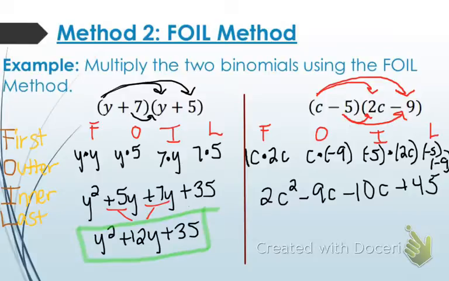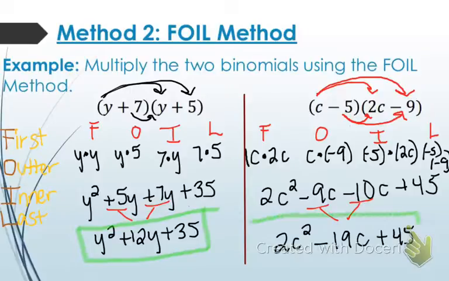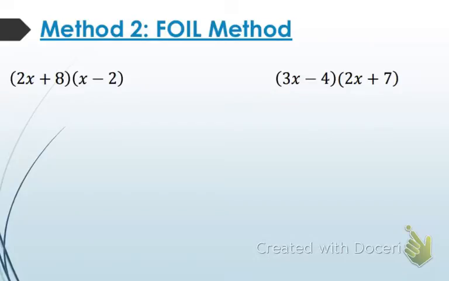Combine our like terms, this term and this term, and we get a simplified answer that is 2c squared, that comes down, negative 9 minus 10, add the two numbers, keep the negative. So that gives us a negative 19c, and bring down the positive 45. This is what we get after we multiply the two binomials. All right, let's try another example.